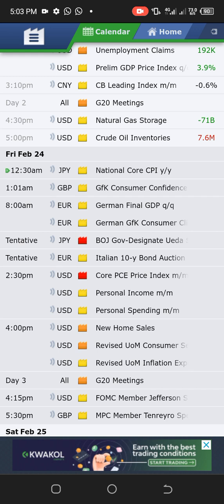Now by the left hand side of your phone, you will see different times for the news. Under the Friday, you can see 12:30, 1:01 a.m., 8 a.m. Yes, this is my own time, 2:30 p.m., 4 p.m. So under the Friday, you see different times.